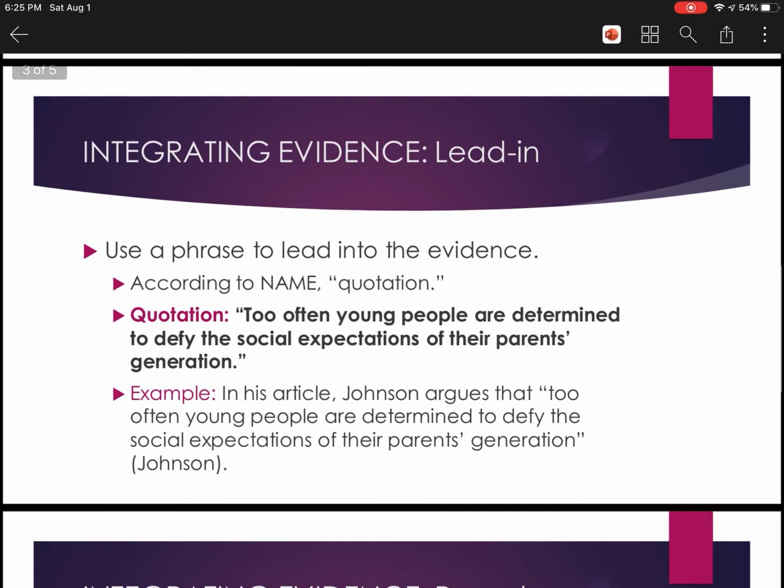So let's talk about the first method for integrating evidence. This is probably the one you're most familiar with, and I call it the lead-in, and it's basically using a phrase to lead into that evidence. So you could say "according to so-and-so," and then provide your quotation. An example I have below says, "In his article, Johnson argues that too often young people are determined to defy the social expectations of their parents' generation." So there again, I start out with "In his article, Johnson argues that," and then provide the quotation. I think that's the most familiar way of integrating evidence, the lead-in.